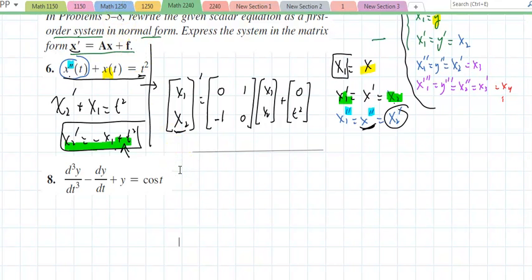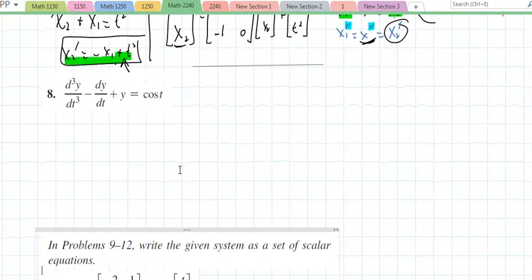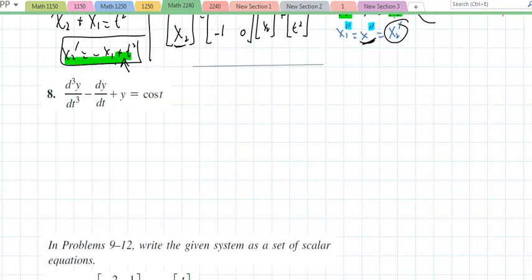Number 8 is a non-homogeneous equation. And I notice here that we have 3 derivatives. So I would say, let's start with let x1 equal y. That's always the case.